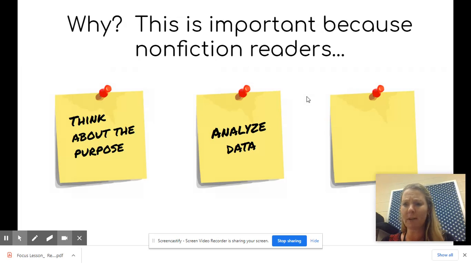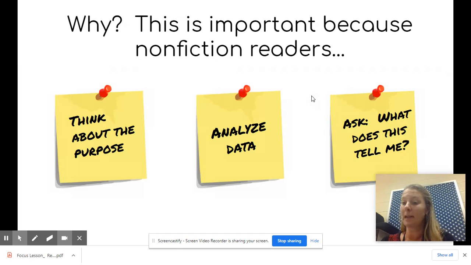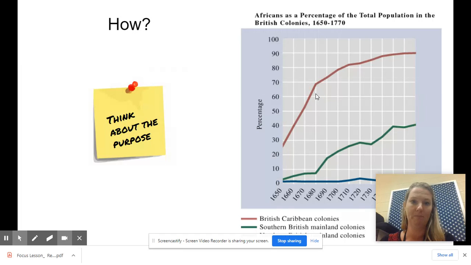Then you want to look very carefully at all the parts and analyze the data. What is it telling me? A lot of times charts and graphs are shown to show trends over time, especially in history. Then you want to think about, what does this tell me? What am I going to take away from this graph or this chart? And how does it connect to what I am learning about? So I'm going to show you how to do this.